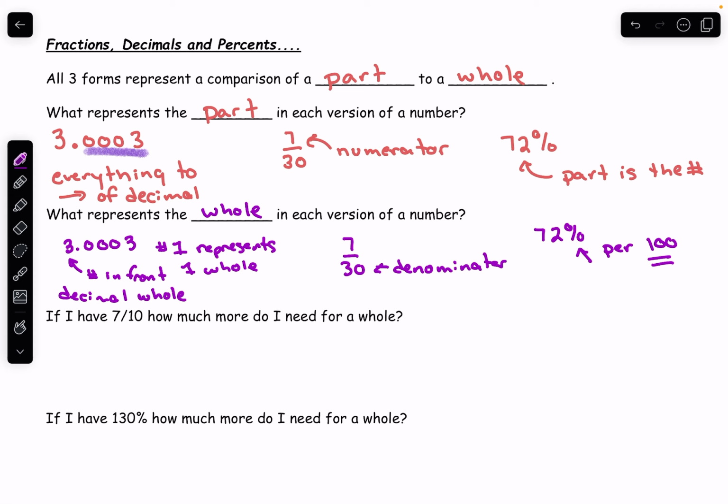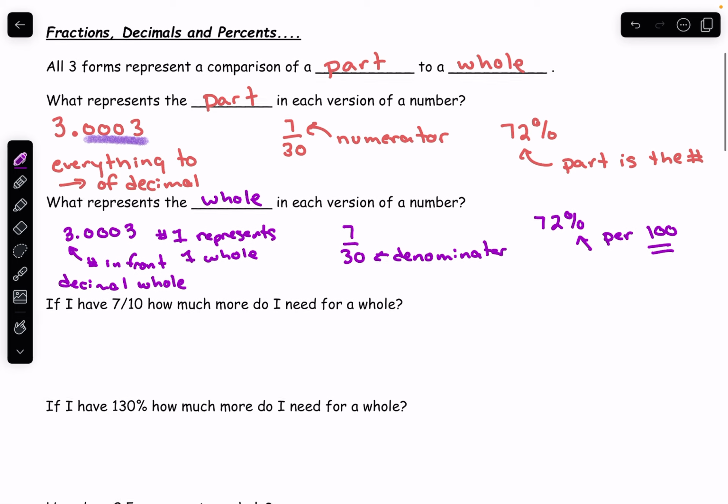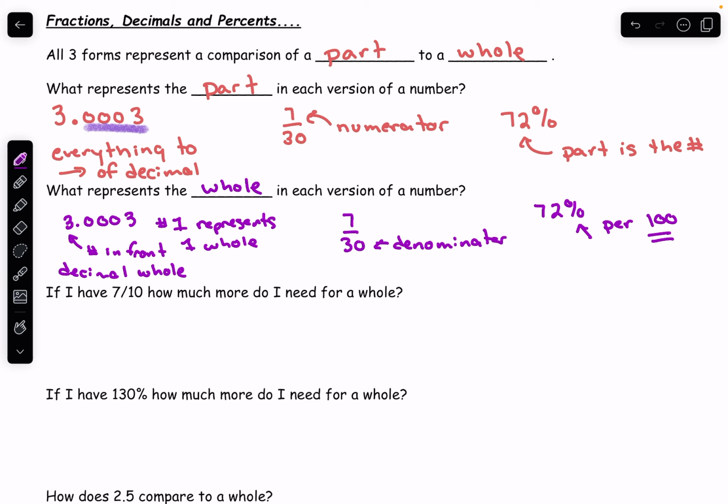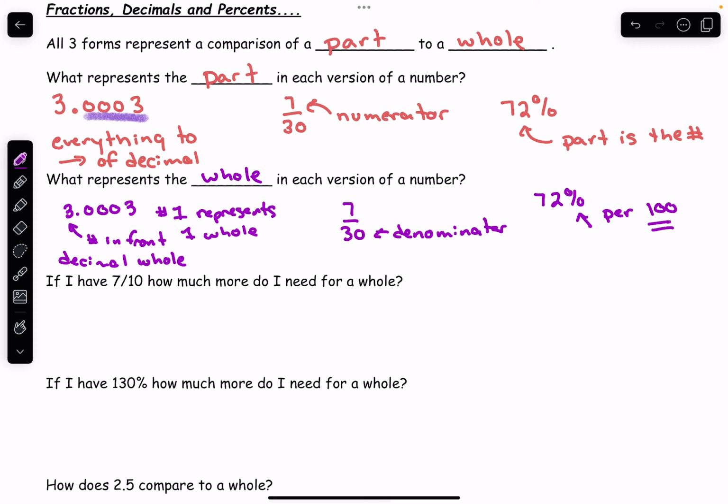Now, a little bit of math again, just kind of reviewing. I don't want to spend too much time on this part, but there's a few things I do need you to understand in the language that we use in the classroom. So if I have 7/10, and I'm going to rewrite that as a fraction for you, how much more do I need for a whole?